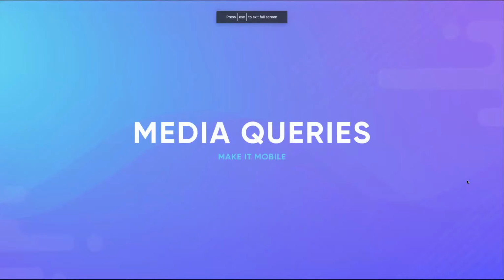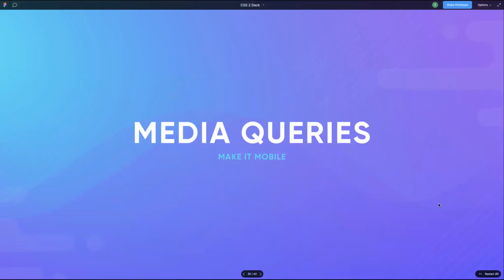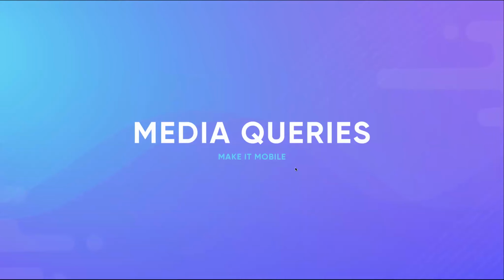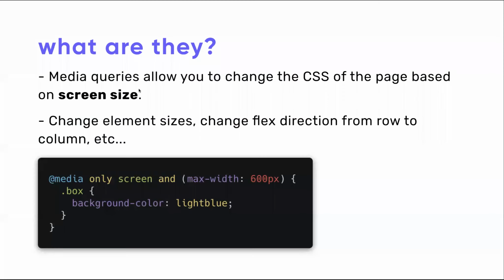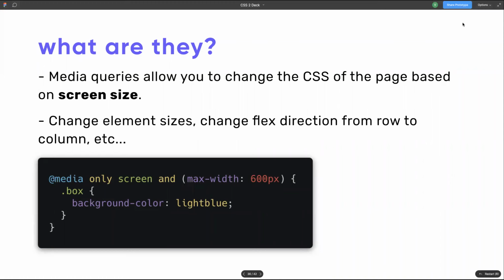All right, okay, so this has been a lot of information, but the last actual topic that we'll be covering is media queries. So media queries make things mobile and make them size differently. So they allow you to change the CSS properties of the page based on the size of the screen, and actually based on a lot of other stuff.